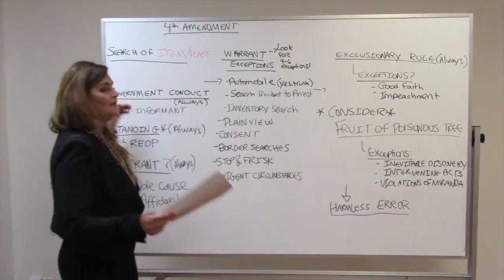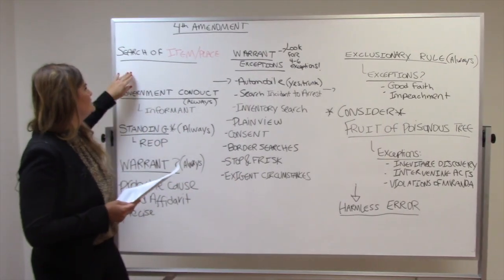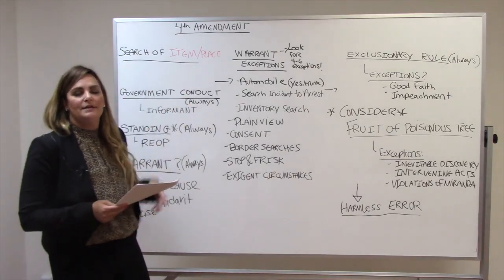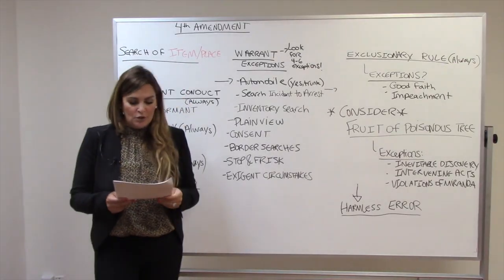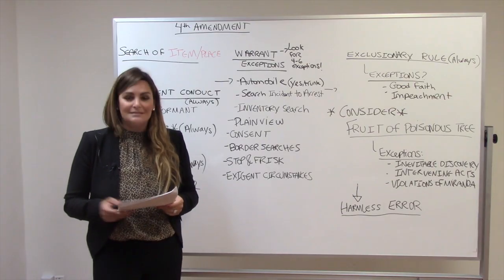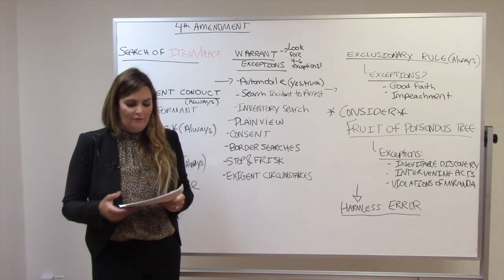So let's begin. Take out your approach. The first thing we're going to do is just quickly state the name of the item or the place being searched. Look at your approach. The first heading will always be what was searched or seized. State the following in some abbreviated format.